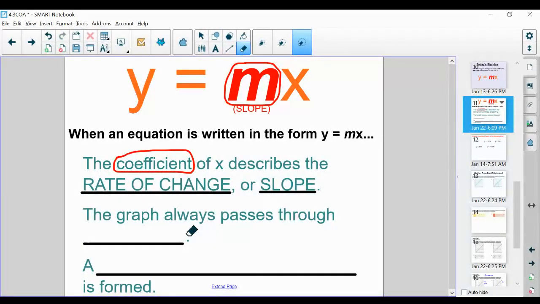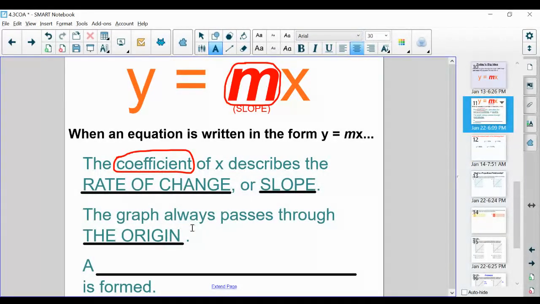We do know this. The graph always will pass through what? It's always going to pass through the origin. Remember, the origin is 0, 0. So I'm going to write that. The origin, again, is 0, 0. A line that has this equation will always pass through the origin. We talked about proportional relationships and direct variation graphs, and they always pass through the origin, 0, 0.